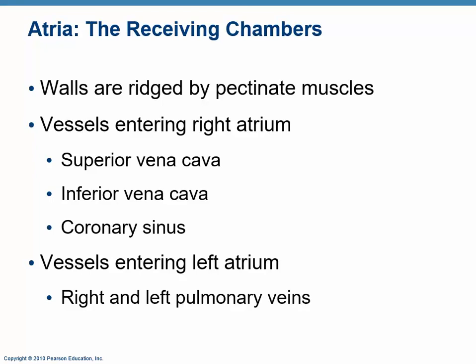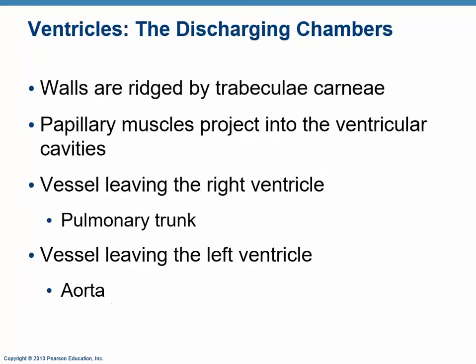We'll see this again. On the left atrium we're receiving blood from the lungs. So these are the right and left pulmonary veins. This is oxygenated blood, even though it's veins. The ventricles push the blood out either to the lungs, in the case of the right ventricle, or to the rest of the body, in the case of the left ventricle.